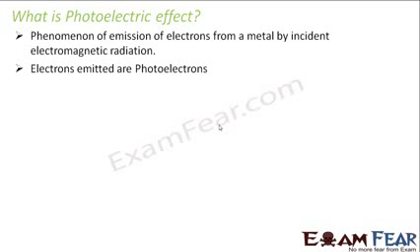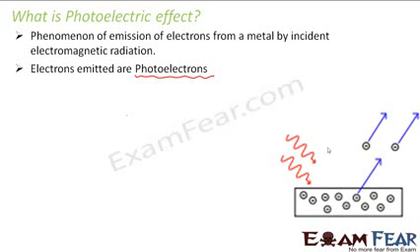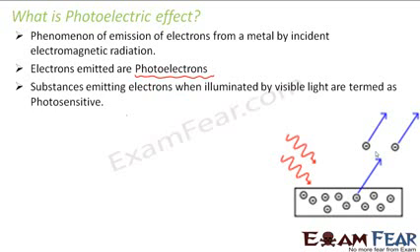The electrons which are emitted in this case are known as photoelectrons, and the current constituted due to the flow of these photoelectrons is known as the photocurrent. This is how things happen. If this is your metal surface, the metal surface will obviously have free electrons because every metal has free electrons. They are good conductors, right? So when these electromagnetic waves fall on this metal, the electrons get ejected, and this is photoelectric effect.